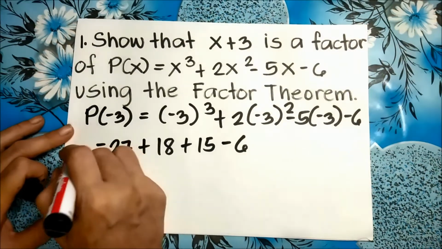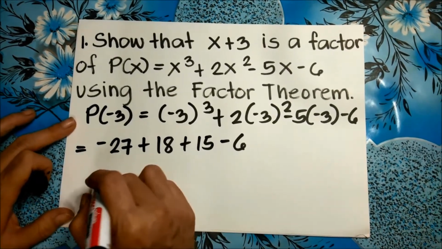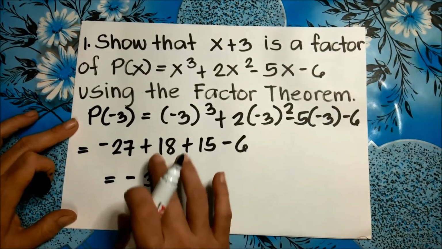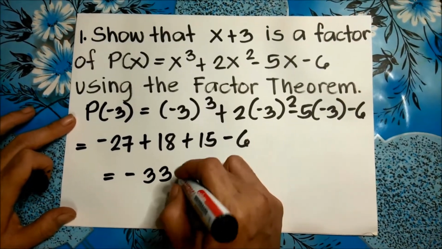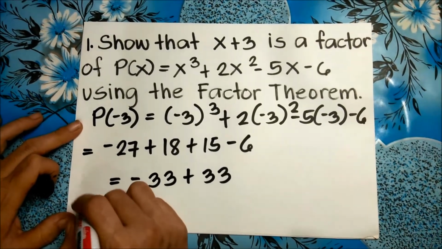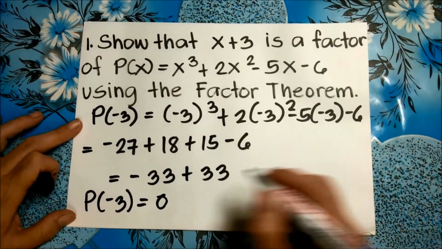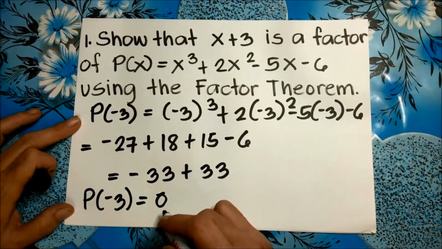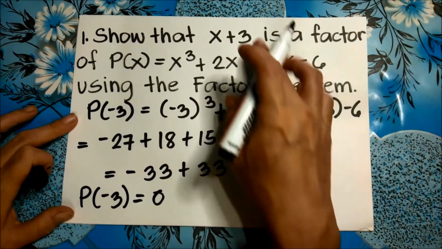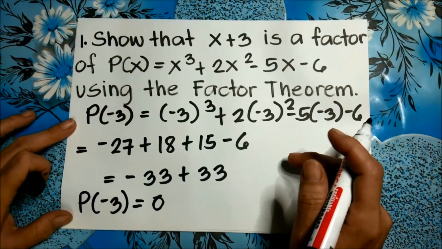So -27 and -6 is equal to -33, while 18 plus 15 is positive 33. Therefore, p of -3 is equal to 0. Since the remainder is 0, then we say that x plus 3 is a factor of p of x.